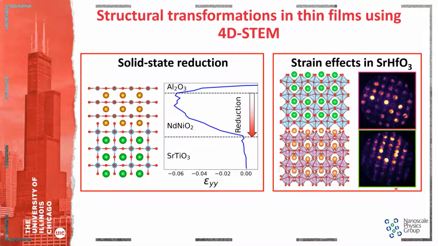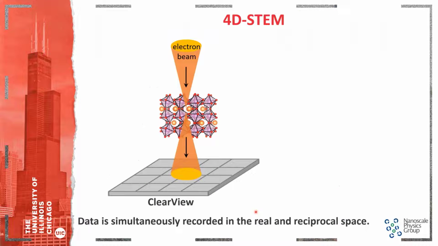Today I'll be talking about structural transformations in thin films using 4D STEM. I'll be covering solid state reduction of square planar nickelates on strontium titanate substrate, and also how strain affects the growth of strontium hafnate films on scandinates. First, just a brief introduction.